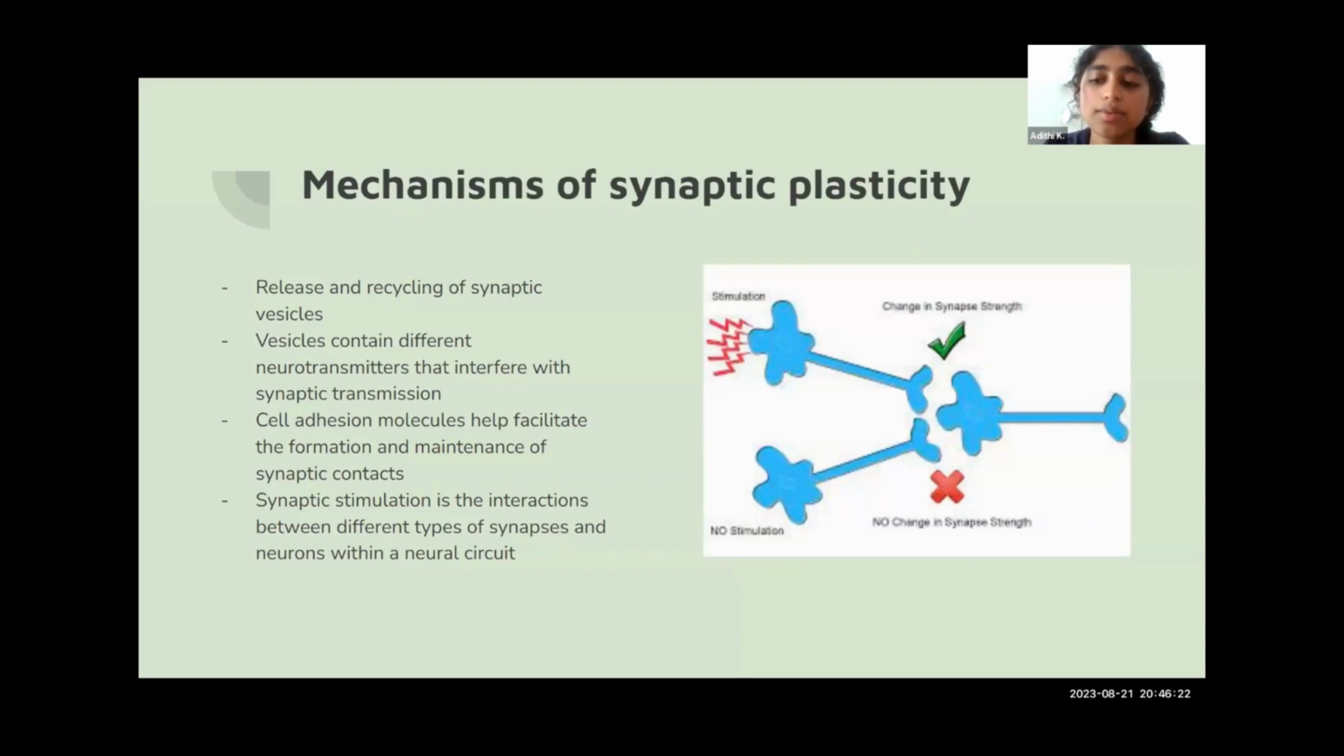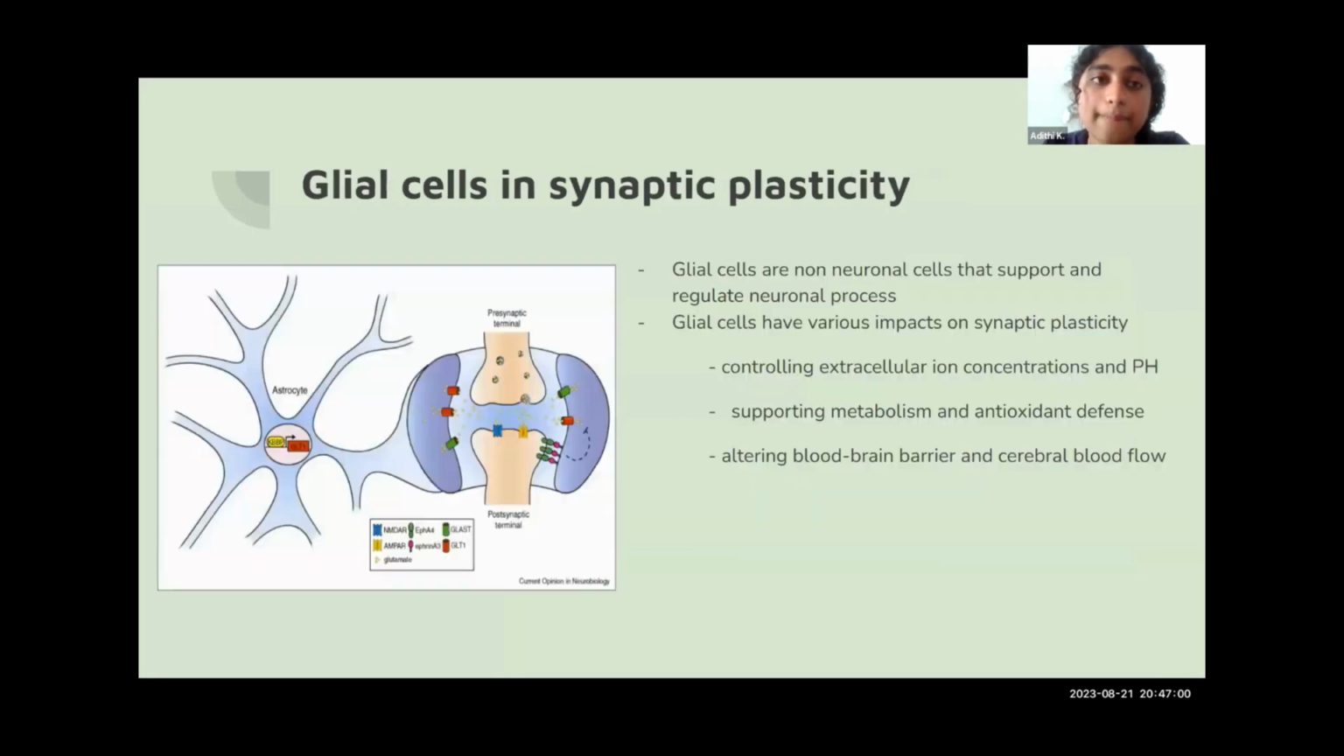So some of the mechanisms that regulate synaptic plasticity include the release and recycling of synaptic vesicles. These vesicles contain different neurotransmitters that influence synaptic transmission, which is the trafficking of neurotransmitter receptors. These receptors in turn modulate the responsiveness of postsynaptic neurons to synaptic inputs. This involves cell adhesion molecules, which help facilitate the formation and maintenance of synaptic contacts. These are influenced by various factors, such as the type, frequency, and timing of synaptic stimulation. Synaptic stimulation is the interactions between different types of synapses and neurons within a neural circuit.